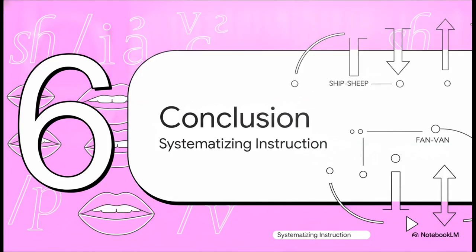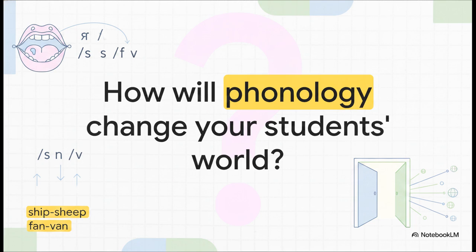Section 6. Conclusion. Systematizing pronunciation. Wow, we have covered a ton of ground today, all the way from individual syllables up to the complex rhythm of full conversations. To sum it all up, systematic phonological instruction is the bridge to student success. It is not about erasing an accent, it's about empowering a learner to be understood clearly and confidently.